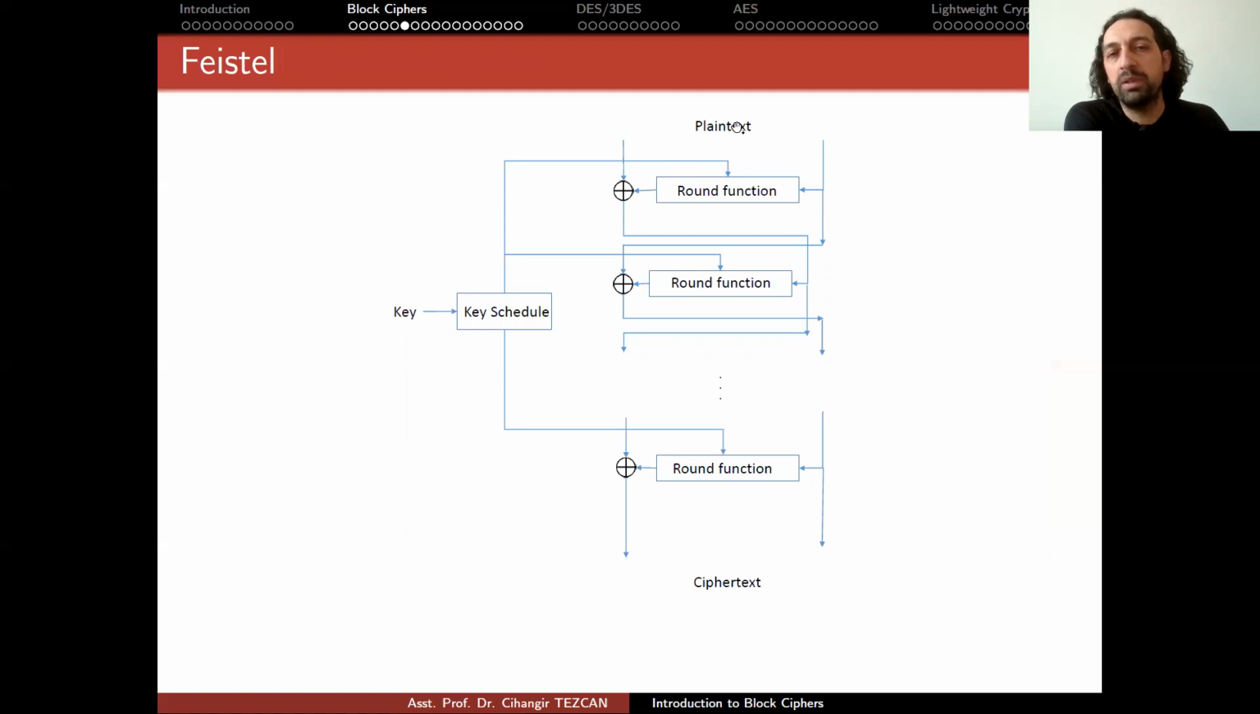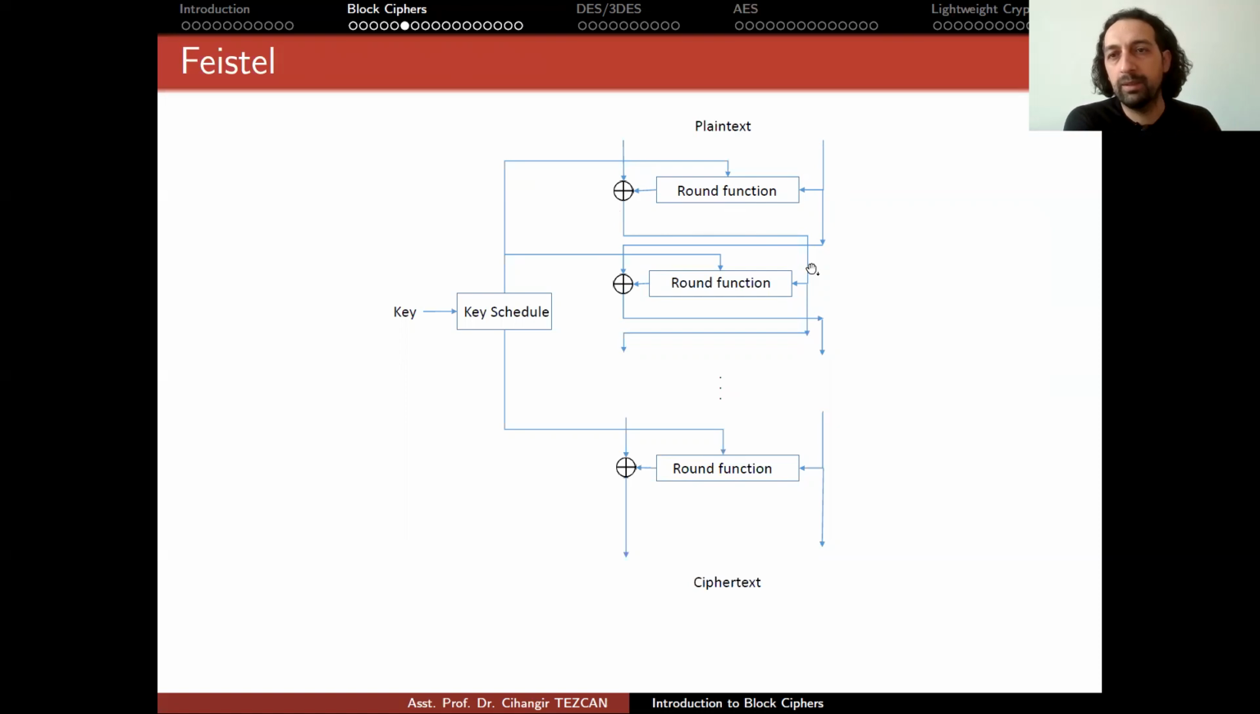So in a round, you take the right part and make it the left part of the next round. But also this right part is fed into the round function. We perform confusion and diffusion layers here. We also use the secret key material here and obtain an output. This output XORs with the left part, and the left part becomes the right part of the next round.